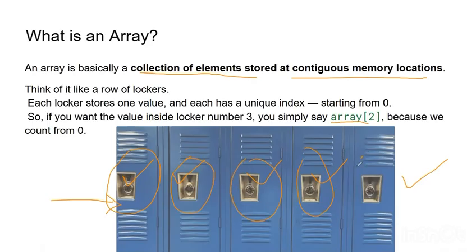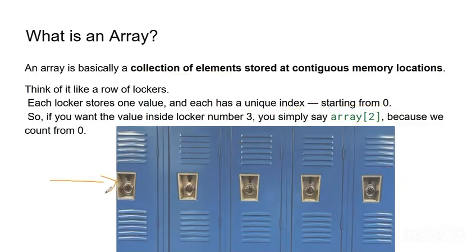Now, to access these values, you will need a locker number. So let's say the locker number for this is 100 and the locker number here is 200. And if I want the data or the value that is stored in this locker, I would just go to this locker number 200, open it and get the value that I want. Likewise, in the array, each block of an array, that is each element, has its own unique index that starts from 0.